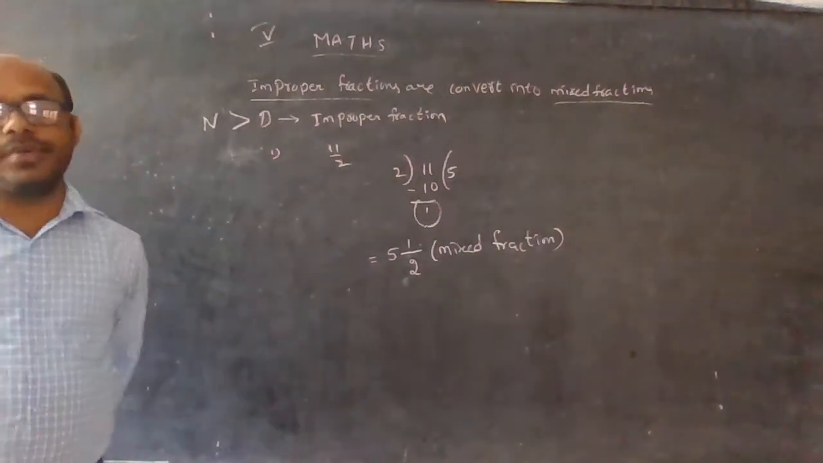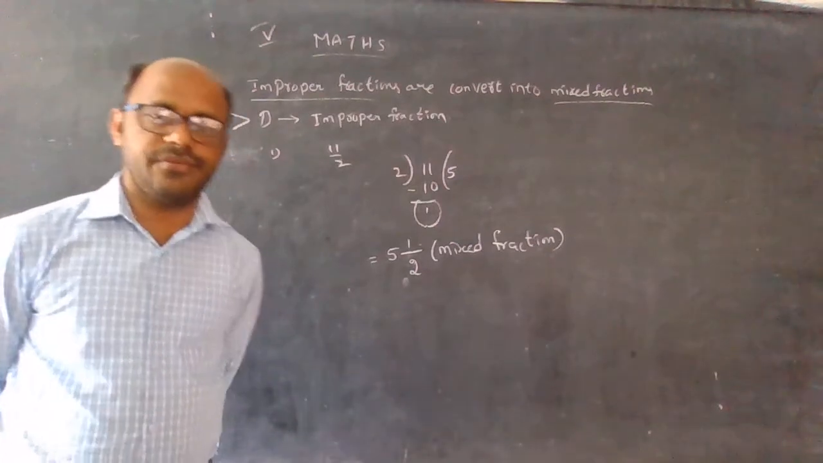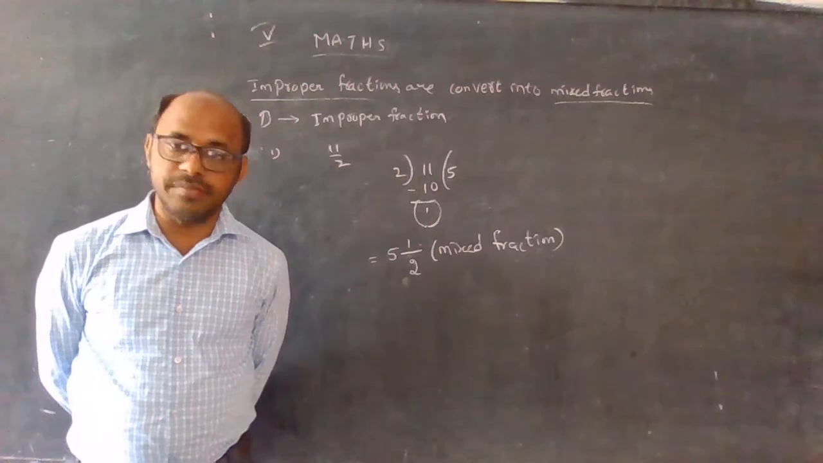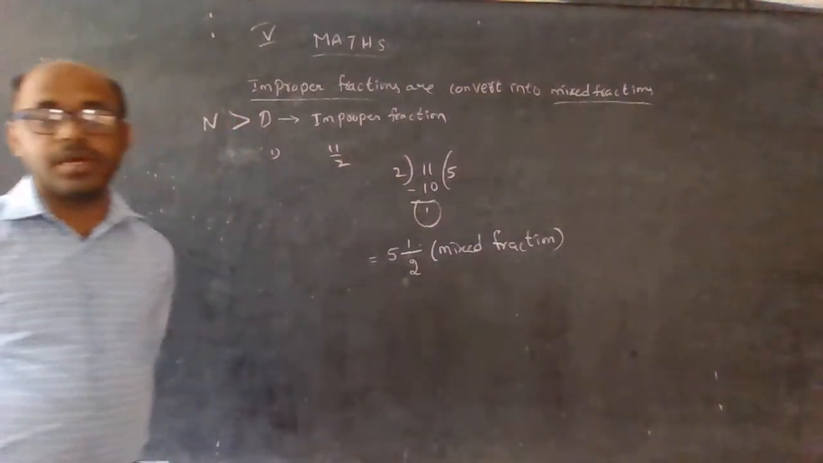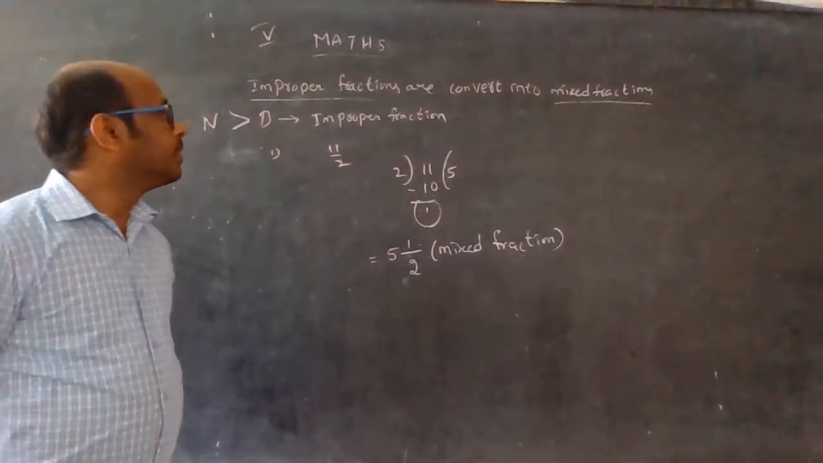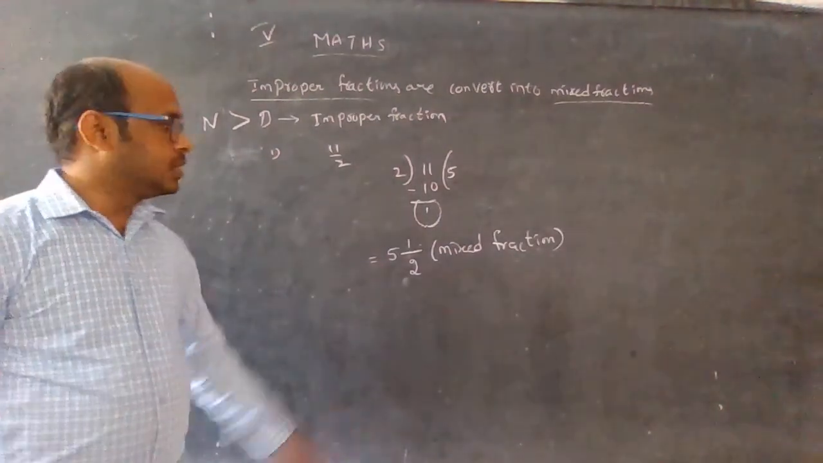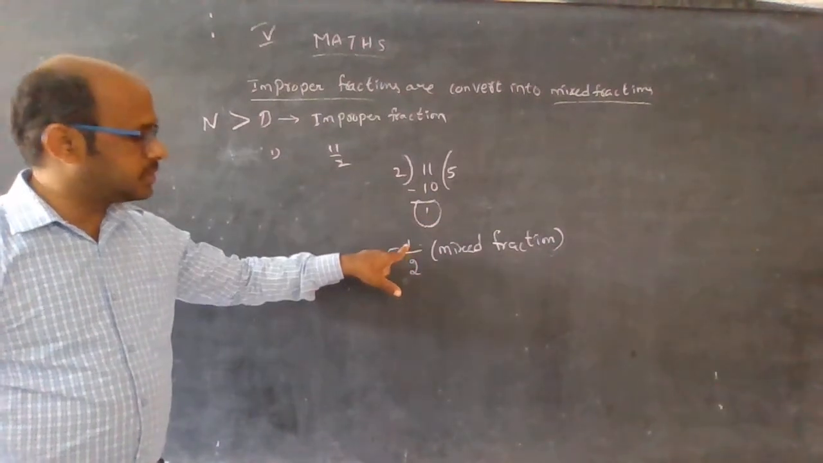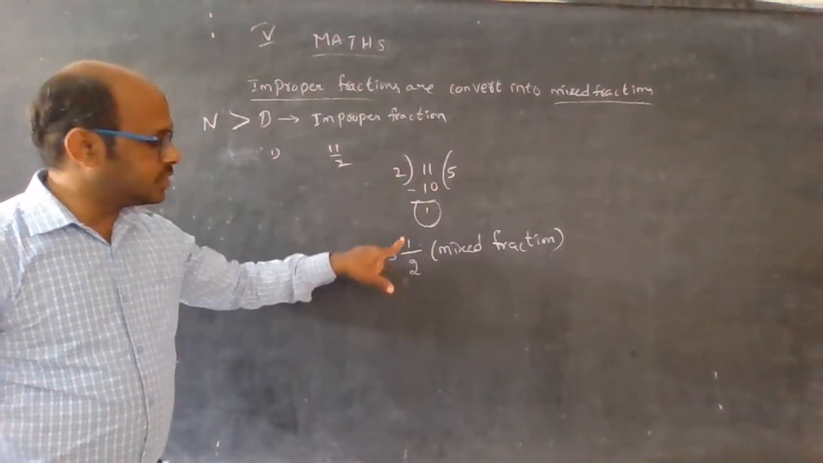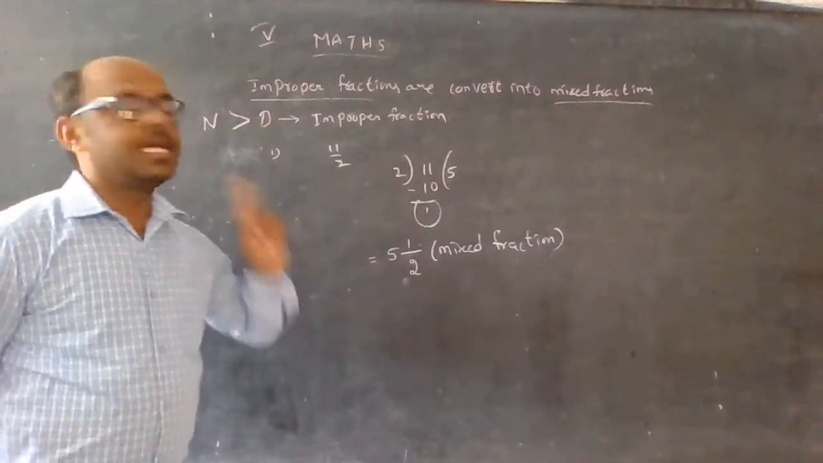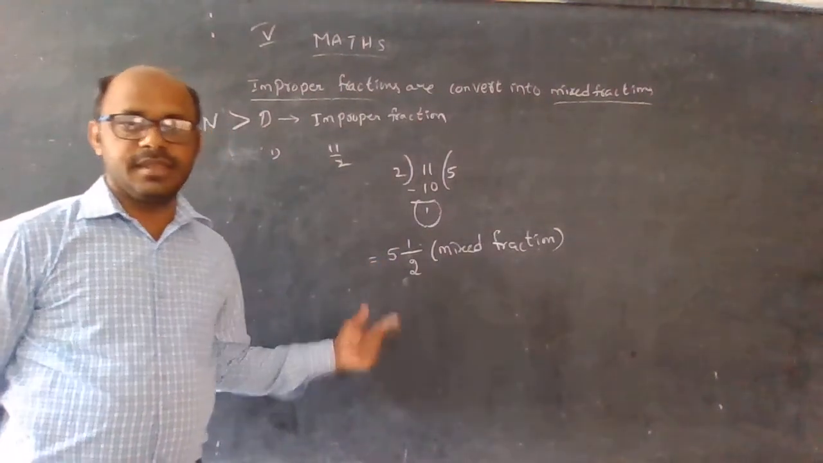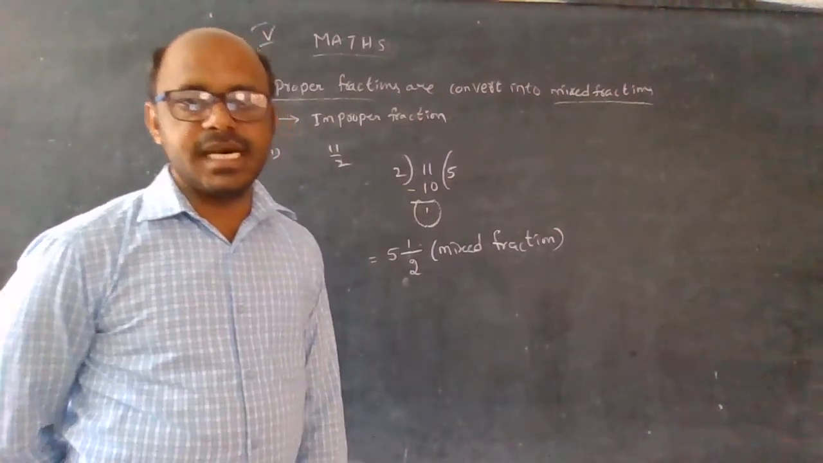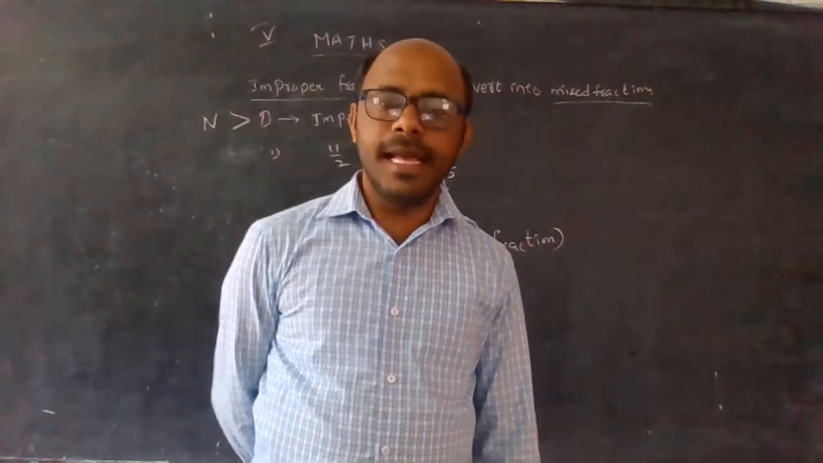Okay, a few more examples you can write yourself. Compulsorily the numerator should be bigger, then you do division and you will get the mixed fraction. The quotient is the whole part, the remainder is the numerator, and the divisor is the denominator. This is improper to mixed.